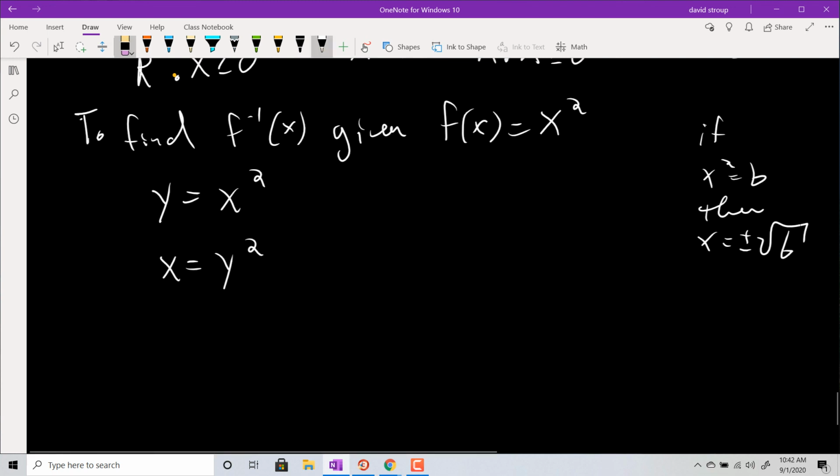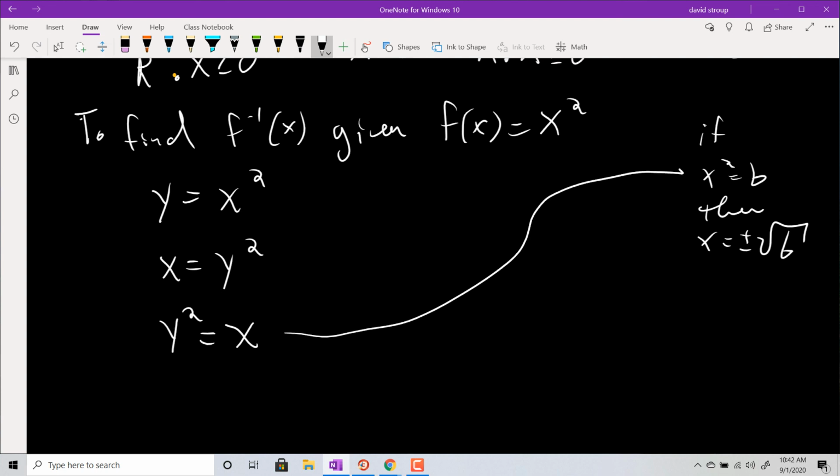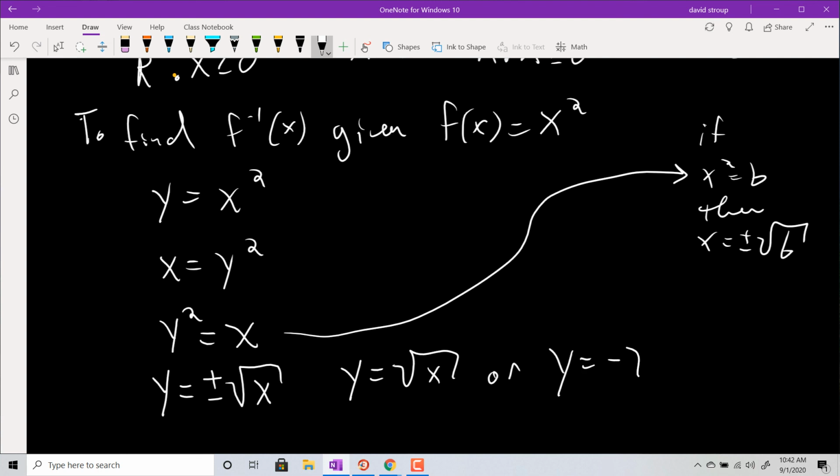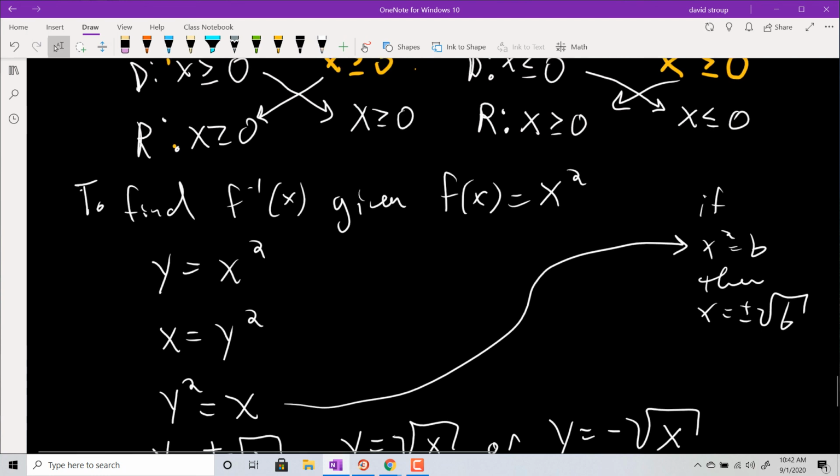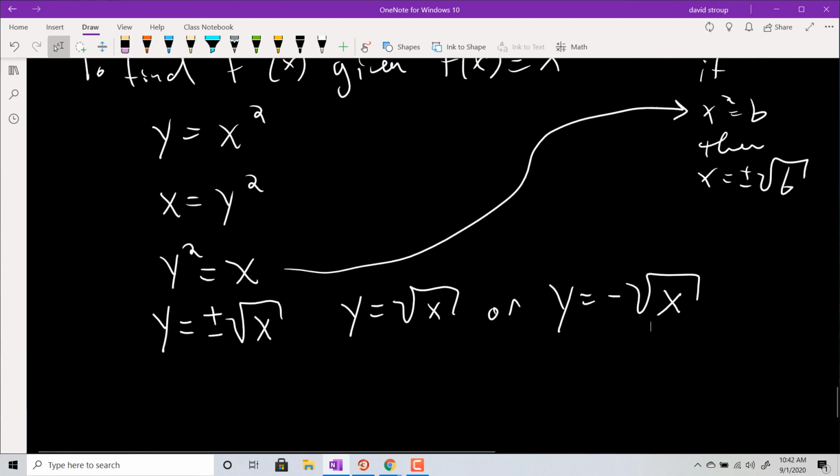So we have y squared equals x. x equals y squared is the same as y squared equals x. And now we kind of have this, right? So if y squared equals x, then y must equal plus or minus square root of x, okay? In other words, y is equal to square root of x, or y is equal to the negative, there's two answers here. And the deal is, if you've restricted your domain, you just pick one or the other.